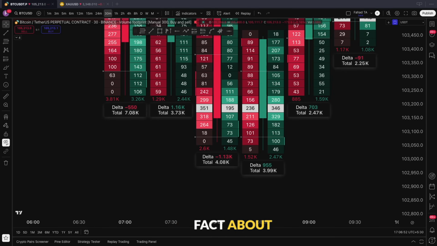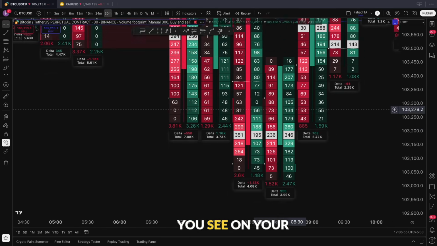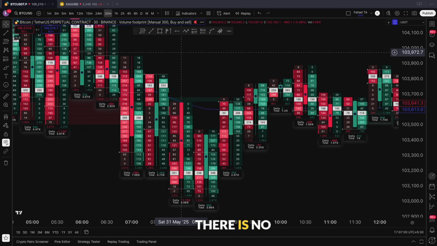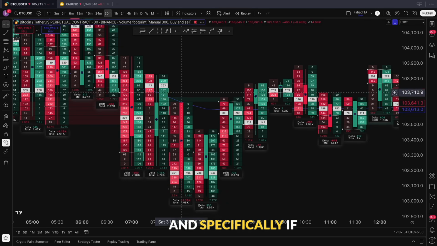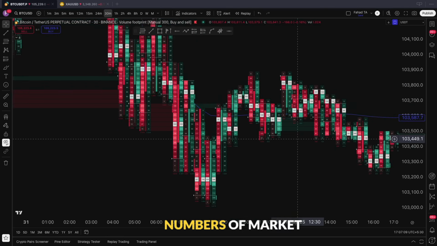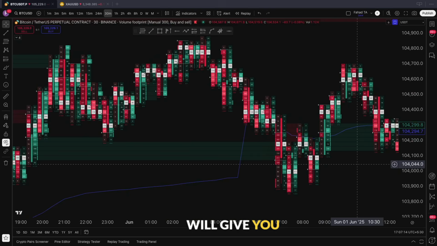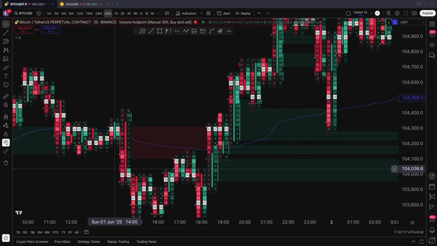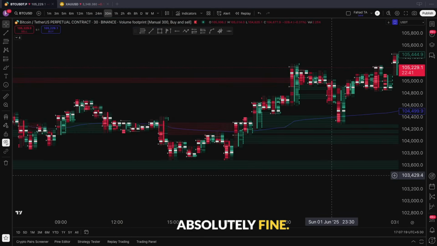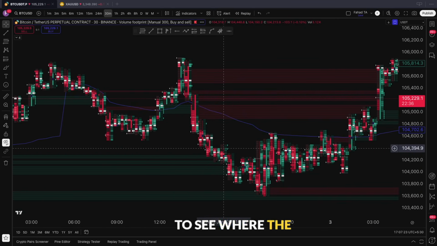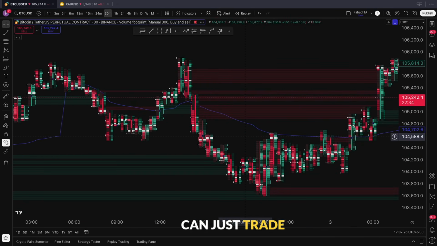Now another fact about footprint is all the numbers that you see on your charts, they are basically market orders only. There is no footprint chart that will show you data of limit orders, right? And specifically if I just talk about TradingView, it only shows you the numbers of market orders and not limit orders, and hardly there is a software which will give you an idea about the limit orders. All right, and that is absolutely fine. That is the fun part of using order flow, because you get to see where the retailers are getting trapped, and then you can just trade against them.